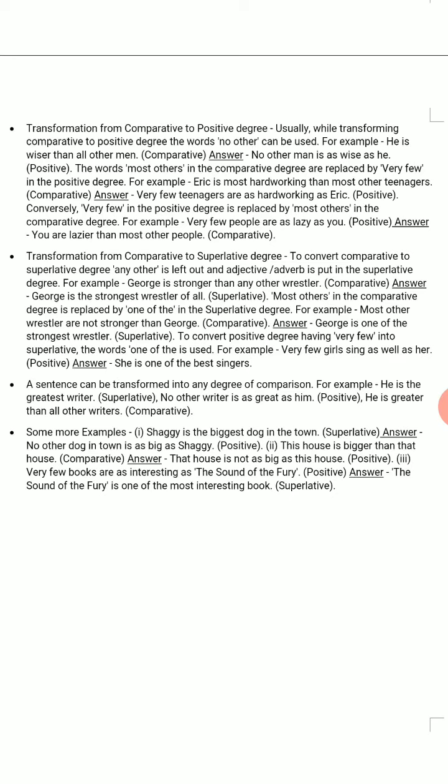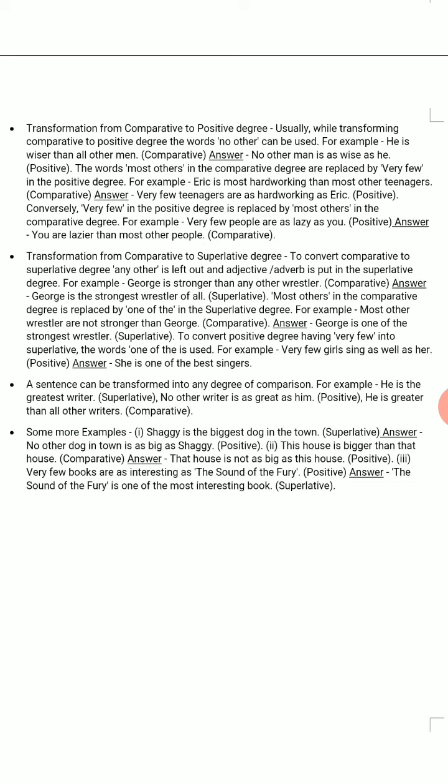From all these examples, you must have understood that in the positive degree, the comparison is not being shown. It is just a description about the pronoun. But when you are writing in the comparative degree, the answer changes. That is, the comparison of two different things is being shown, but without changing the meaning of the sentence. So I hope the point is clear to you.